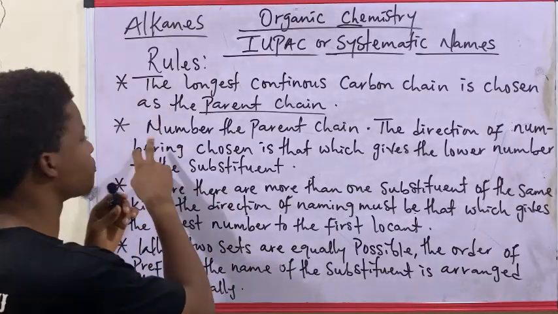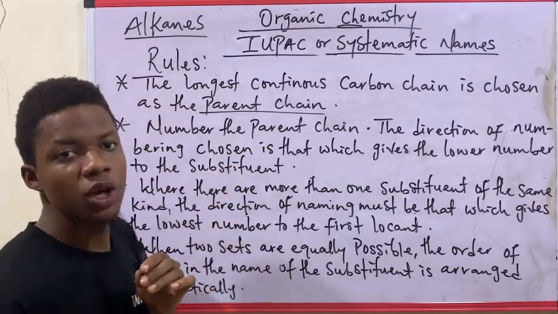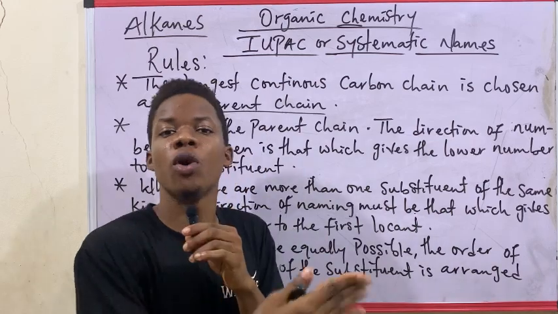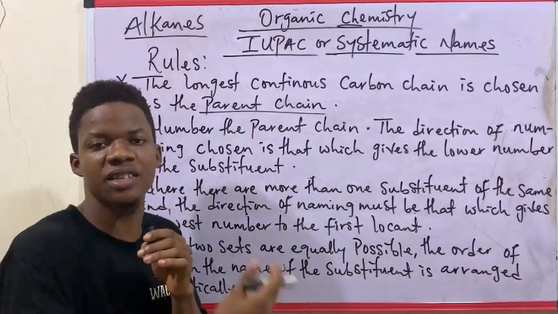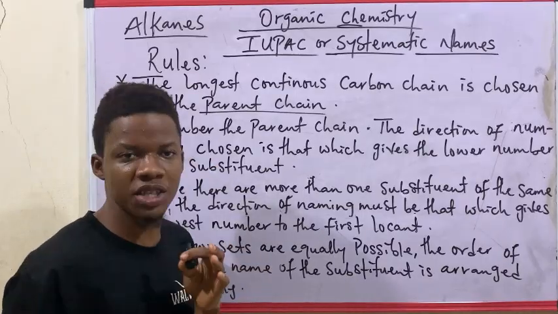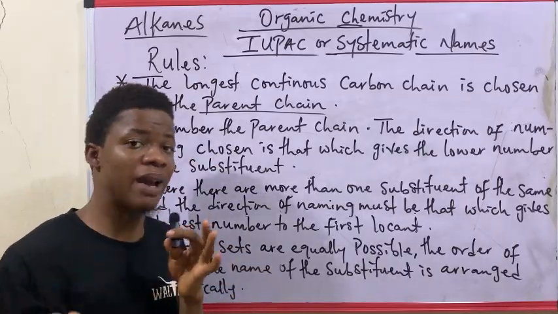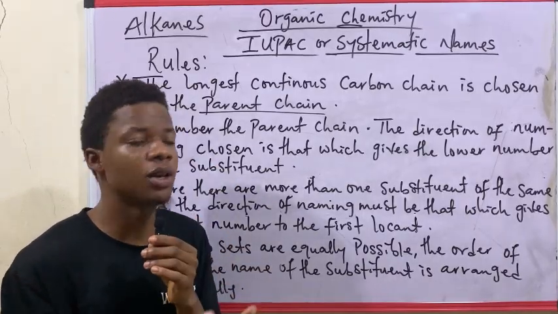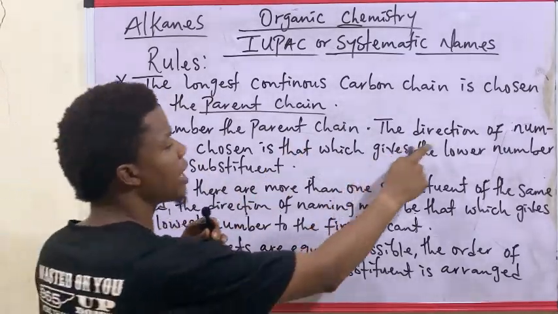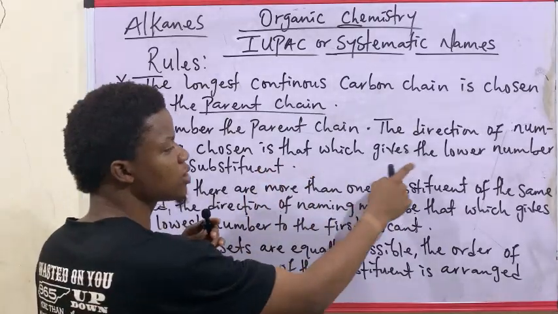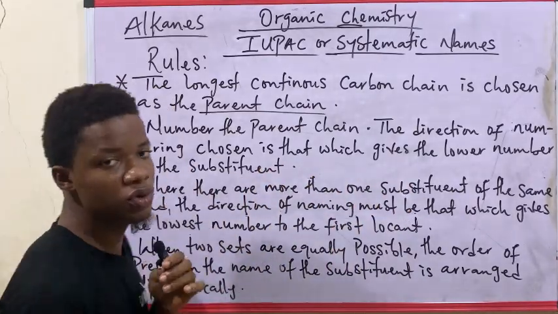Then rule two, number the parent chain. So that longest carbon chain, number it. It might be 3, might be 4, might be 5, 6, 7, 8, 9, 10, 14. Might get to 14, might not, but please always make sure you number your parent chain. Now the direction of numbering chosen is that which gives the lower number to the substituent.